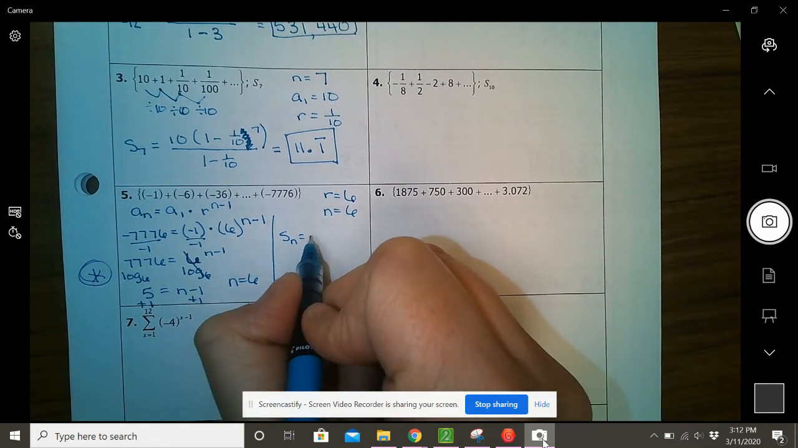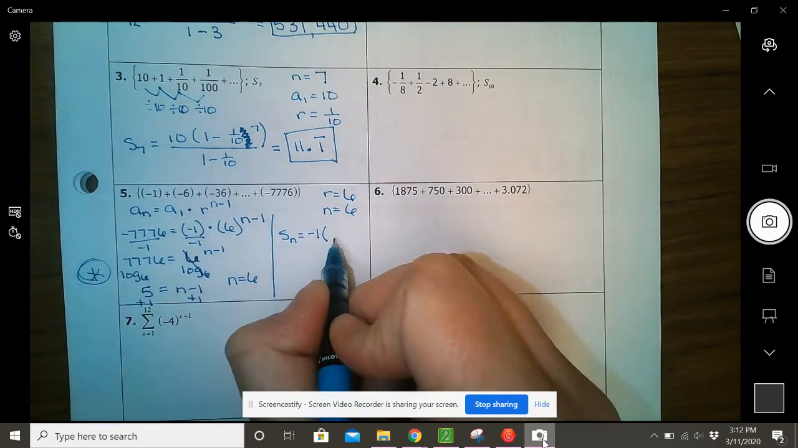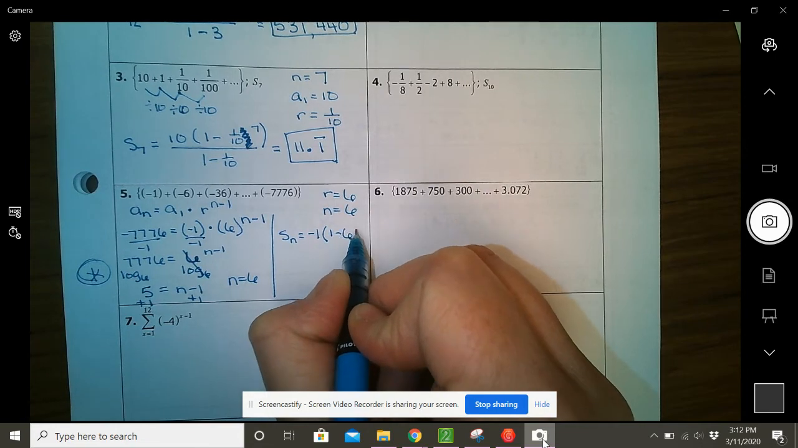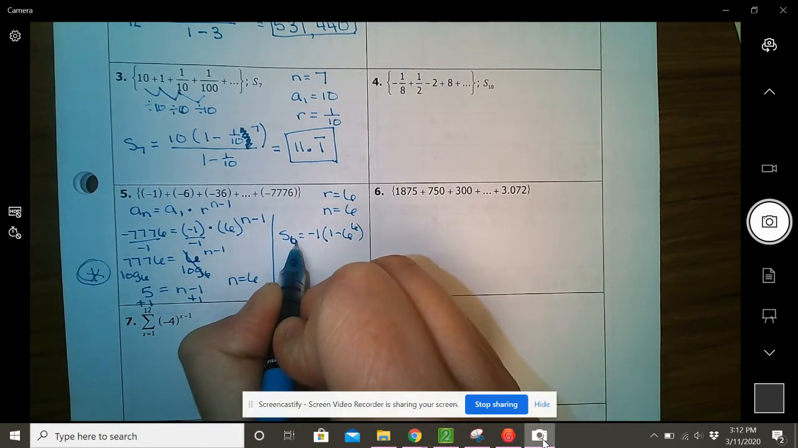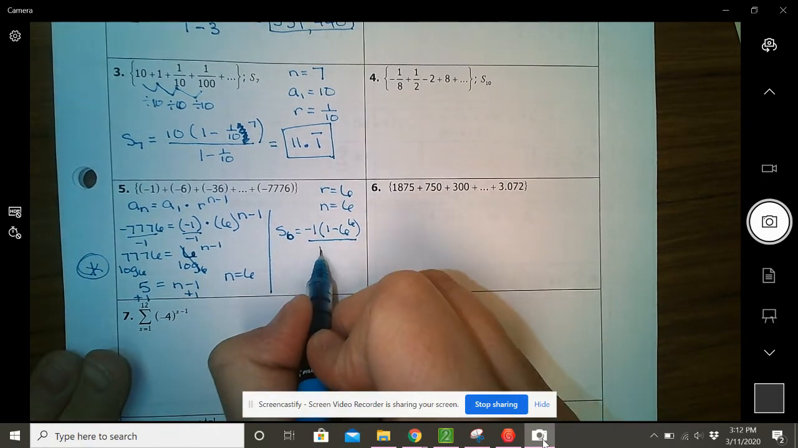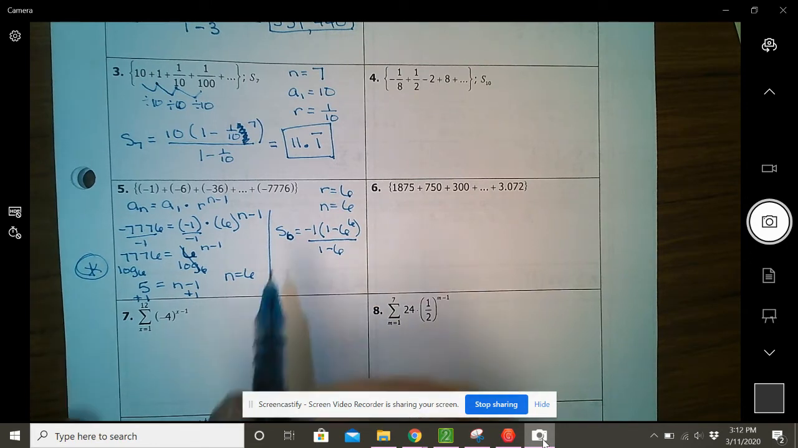My A1 value is -1. We found an R value of 6 and an N value of 6. So I guess I could make this S sub 6, the first 6 terms added together. Okay, so that's something else to take over into a calculator to help you with.